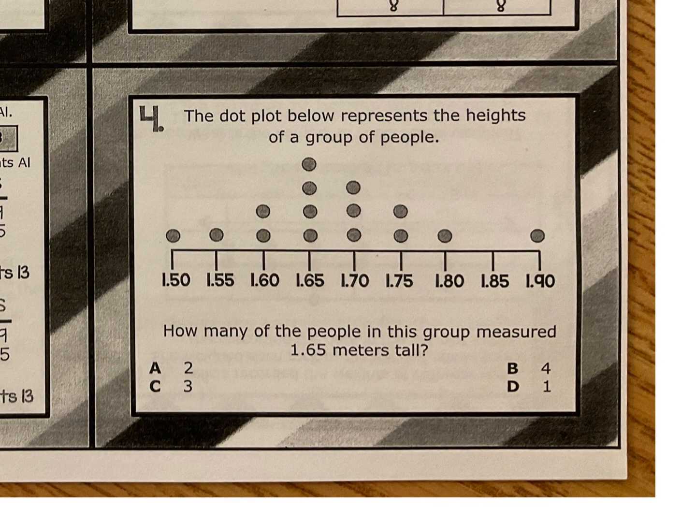Number 4, the dot plot below represents the heights of a group of people. How many of the people in this group measured 1 65/100 meters tall?